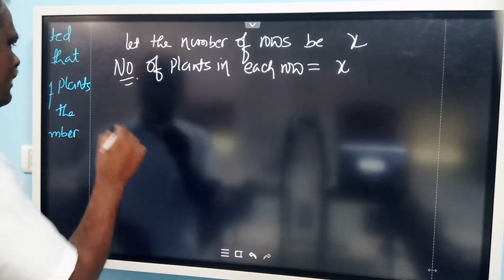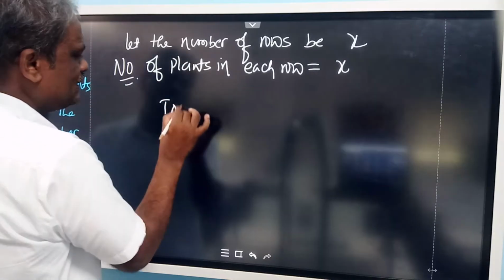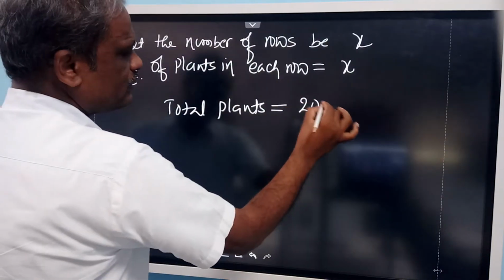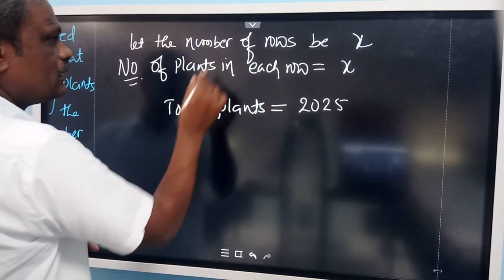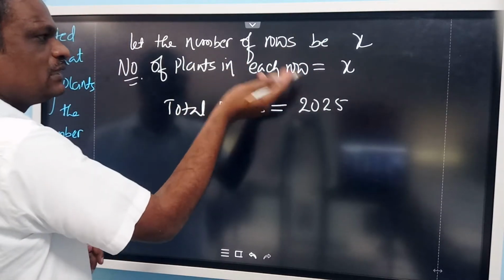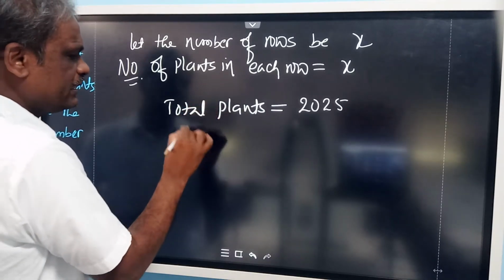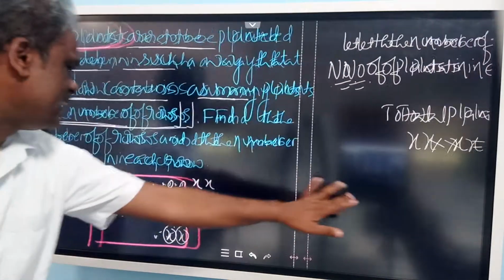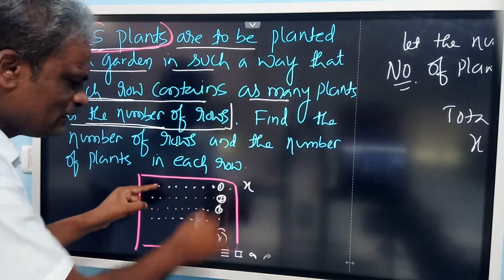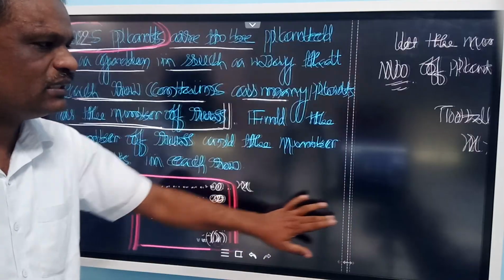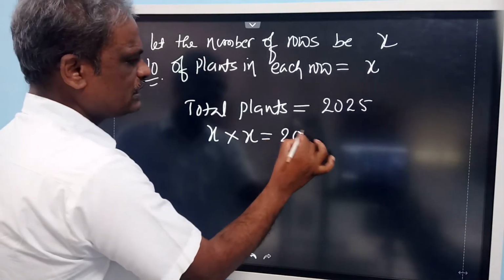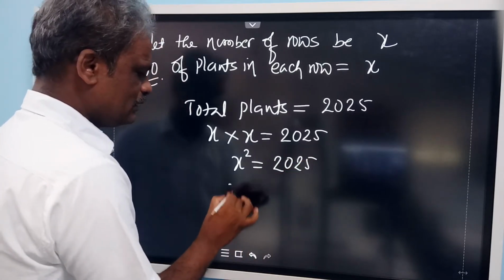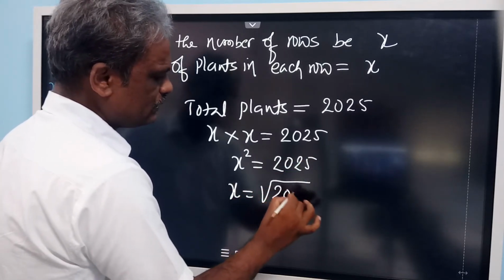Now, total plants planted is 2025. Since the number of rows is X and the number of plants in each row is also X, X into X gives you the total plants. In each row we have X and we have X rows. If you multiply X into X, the number of plants in the garden will come. So X into X is equal to 2025, that is X square is equal to 2025. To find X, we need the square root of 2025.